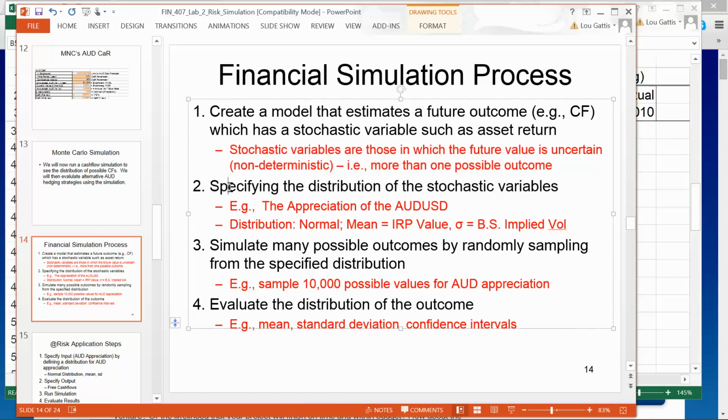We'll then specify a distribution for the stochastic variable, and that is we're going to specify that the appreciation of the Australian dollar is normally distributed, with a mean based on our forecasts and a volatility based on Black-Scholes implied. Then we're going to simulate, say, 10,000 possible appreciations of the Aussie through a Monte Carlo simulation, and that'll generate 10,000 possible cash flows. And then we'll look at the distribution of those cash flows and try to make some statements about the likelihood of any given level of cash flows.